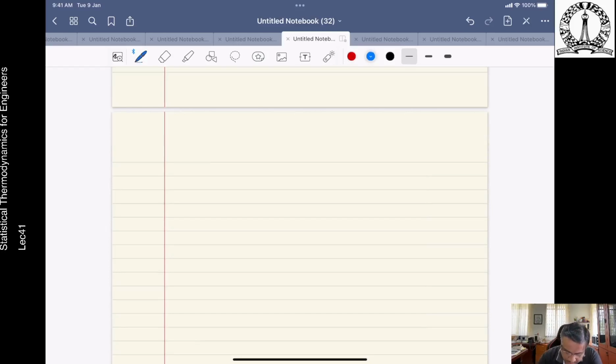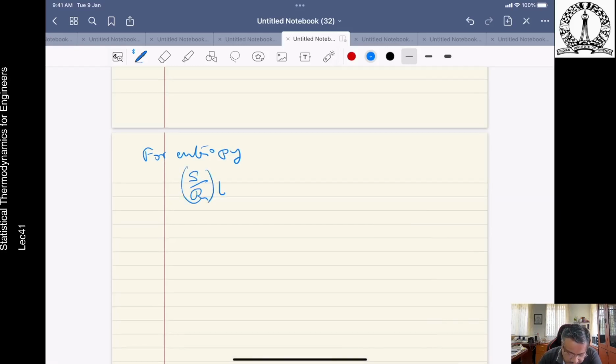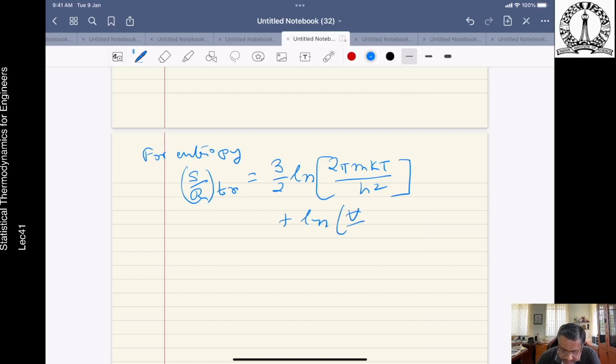Now we are going to look at the entropy. For the translational component of entropy, it's 3/2. We just use the transfer function, not the partition function definition for entropy, plus ln e over n plus 2.